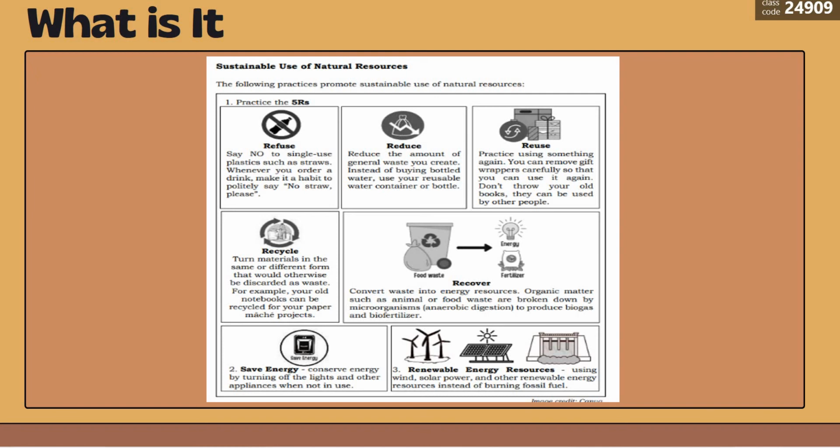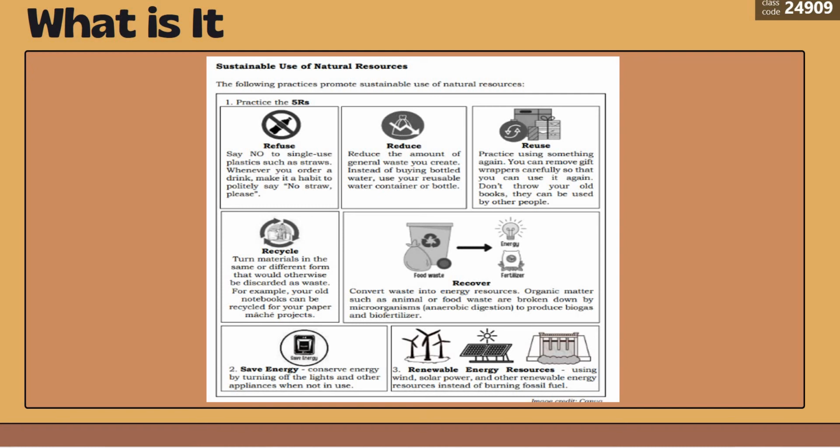The second word is reduce. Reduce the amount of general waste you create. Instead of buying bottled water, use your reusable water container or bottle. Third, reuse. Practice using something again. Remove gift wraps carefully so that you can use them again. Don't throw away your old books. They can be used by other people.